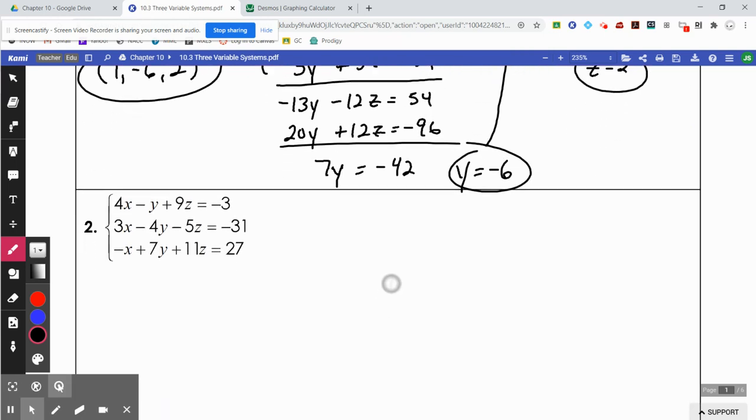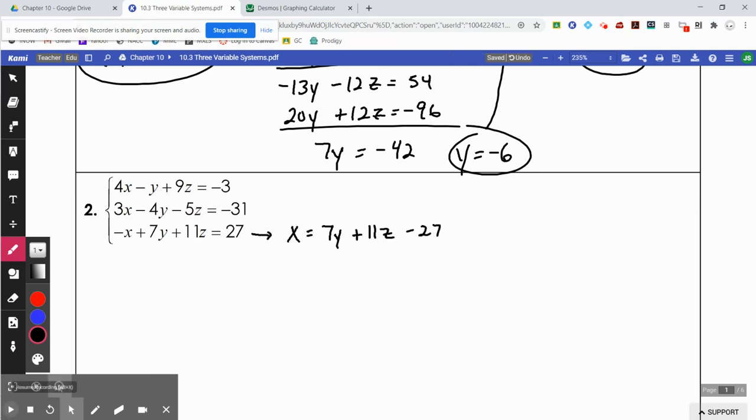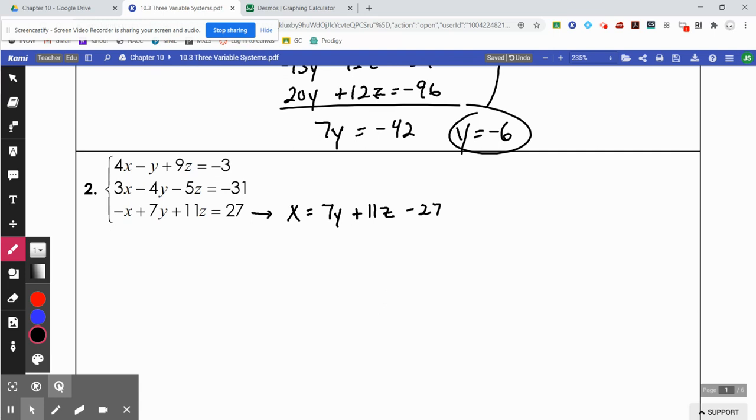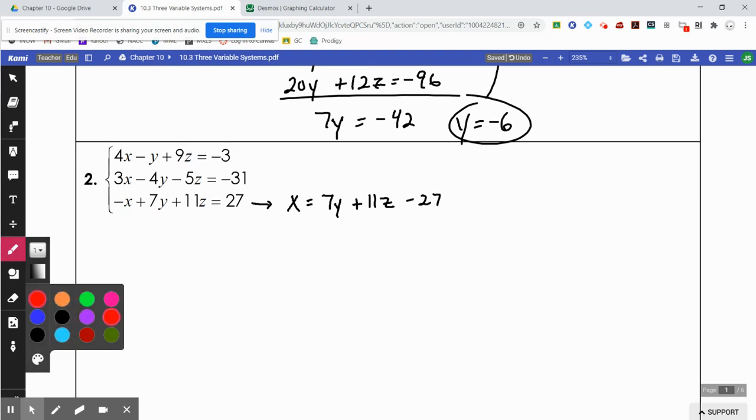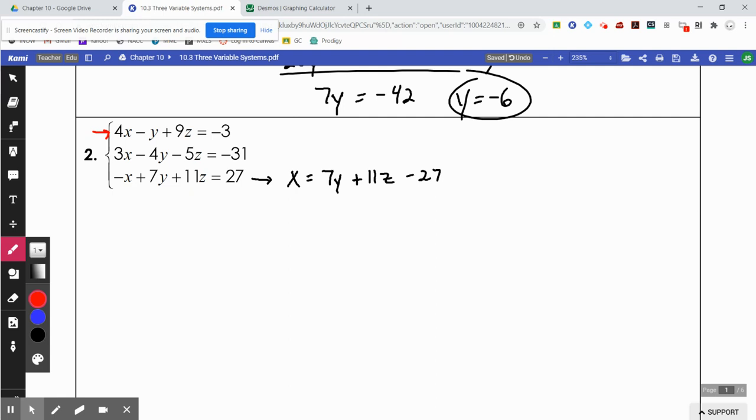Okay, number 2. Now this one's not going to be, well, maybe it is. It will be fairly easy to solve by substitution. So what I'm going to do, take your third equation, and let's solve this for x. And we now take that and plug it into our other two equations: 4x minus y plus 9z equals negative 3, and 3x minus 4y minus 5z equals negative 31. Plug this x equals in each equation, and here's what you'll get.